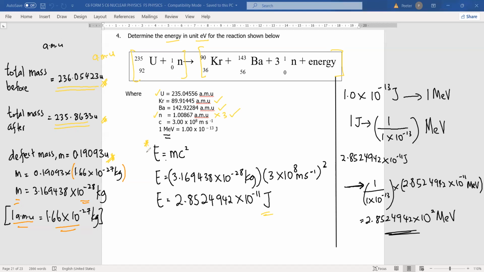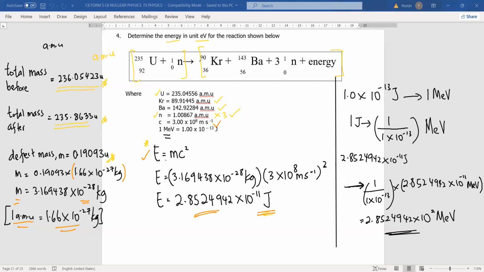Now you are able to identify the energy produced due to the change of mass to energy. Use this formula, E equals mc squared. Substitute this value for m, and c is always equal to the speed of light. So you'll get this amount of energy produced by this one single uranium splitting into krypton and barium.